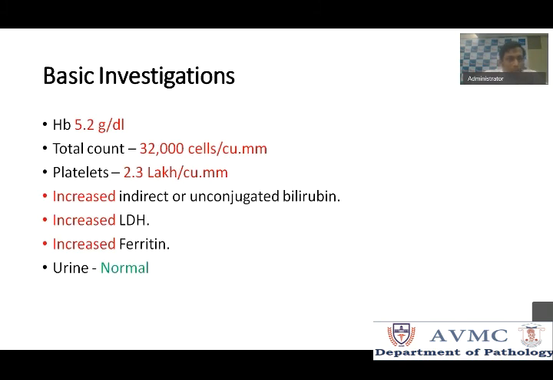And we did the basic investigations. Hemoglobin is around 5.2. The total count was increased, 32,000. It's like 11,000 is normal, but here 32,000. Platelet is normal. As I said, findings of hemolytic anemia: increased LDH, increased indirect bilirubin, and increased ferritin. And urine is normal, so it's not an intravascular hemolysis.